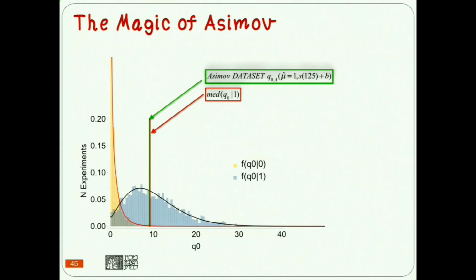Here's another example. You see, the Asimov dataset is q0 Asimov. So you set mu hat to be 1 because this is the background only, f(q0) under 0, and this is f(q0) under 1. q0 Asimov is given by setting the alternative hypothesis to your expected true value. So mu hat is 1. And you actually use it at 125 because this is our example, S plus B. And you see that they simply lie one on top of each other. So it works.